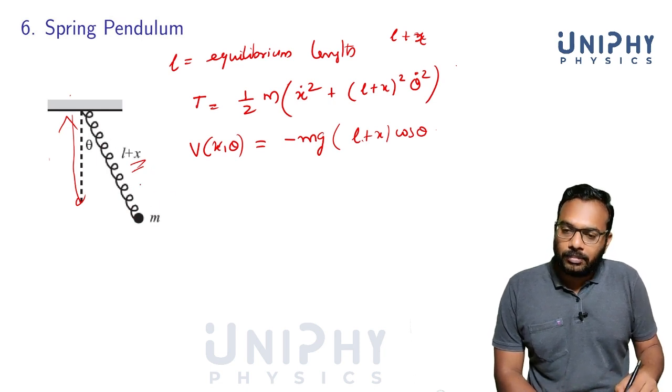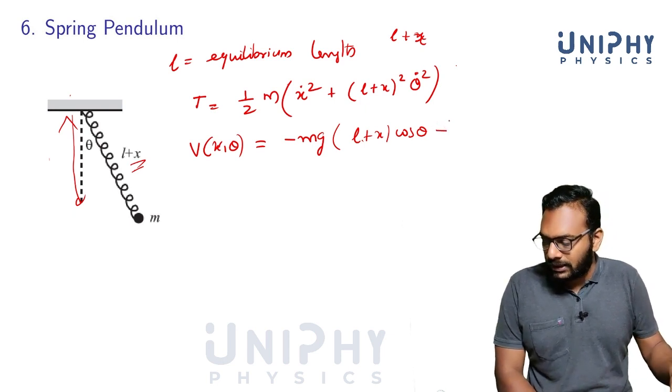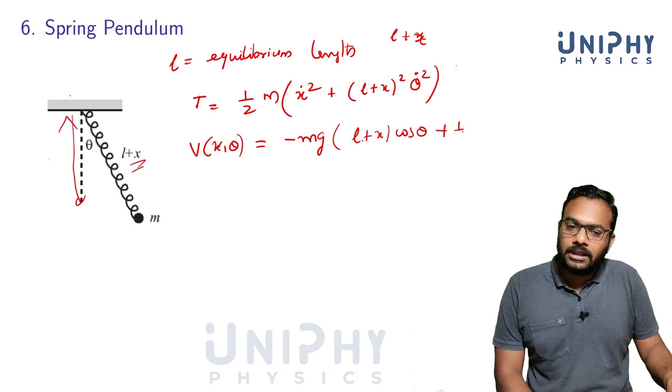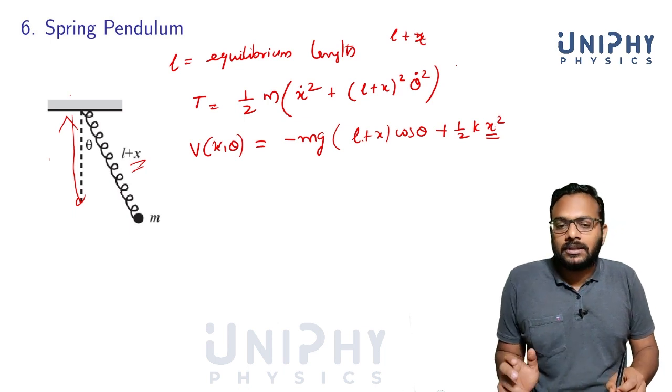What's the part due to the spring? The spring force. What's the potential energy due to the spring force? You know it is half kx square. So we write it as half kx square. This x tells us how much it has elongated from the equilibrium length. So this is the potential energy.